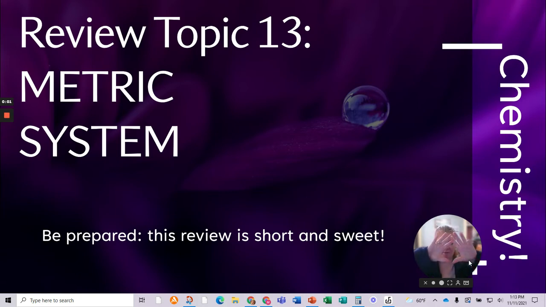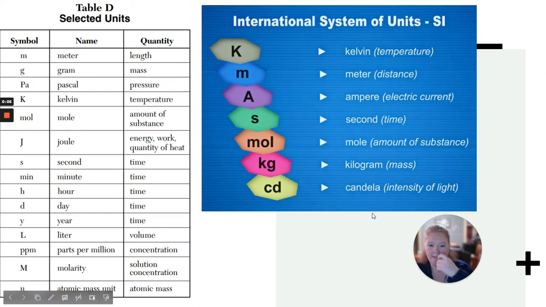Right, review topic 13, the metric system. Okay, so on Table D, you have a list of symbols and a list of what they measure, so what they're the units for. So you don't have to remember what unit do I need for length. It's right there. You don't have to remember what unit do I need for pressure, what unit do I need for temperature. All right there.